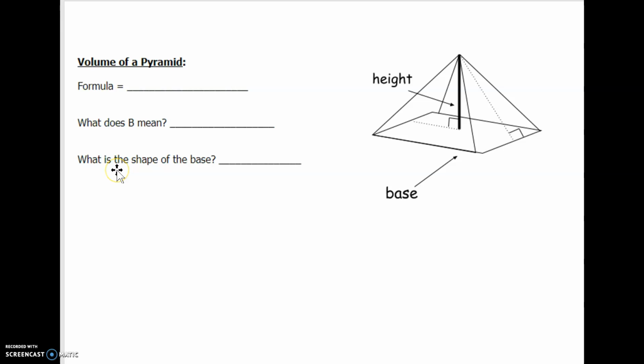So right here, we have the volume of a pyramid. We have a height and a base. For this one, if you look on your formula chart and find volume and then pyramid, the formula for it is V, volume, equals 1/3 big B times H. Now, what does big B mean? Well, big B is the area of the base.